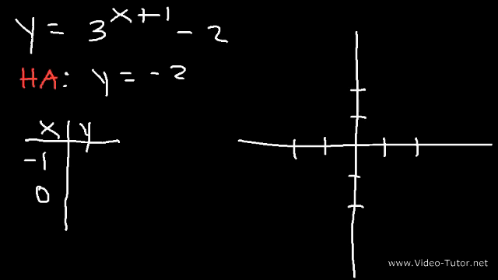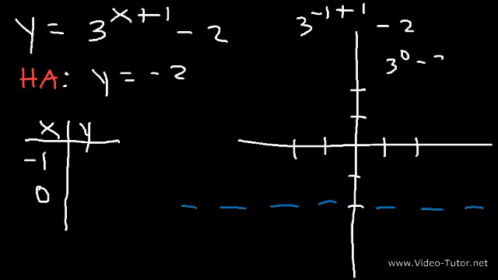So let's plot the horizontal asymptote at y equals negative 2. And let's plug in the numbers. So let's start with negative 1. 3 raised to the negative 1 plus 1, minus 2. Negative 1 plus 1 is 0. 3 to the 0 is 1. 1 minus 2 is negative 1.